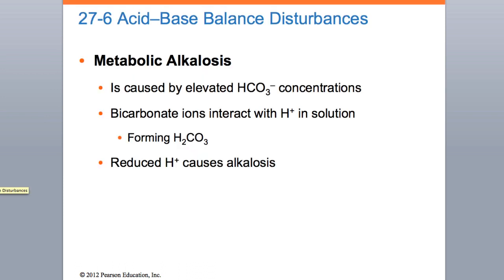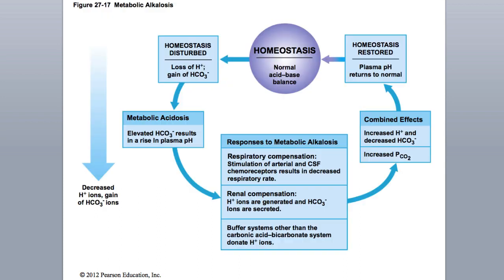Now the opposite is metabolic alkalosis. And that is because you have too much bicarbonate and you're not able to get rid of it or counter it. So you're not able to counteract the fact that you have too much bicarbonate in your blood. This is the key reason for it. Decreased hydrogen ions or too much bicarbonate ions, and you're not able to compensate for it.